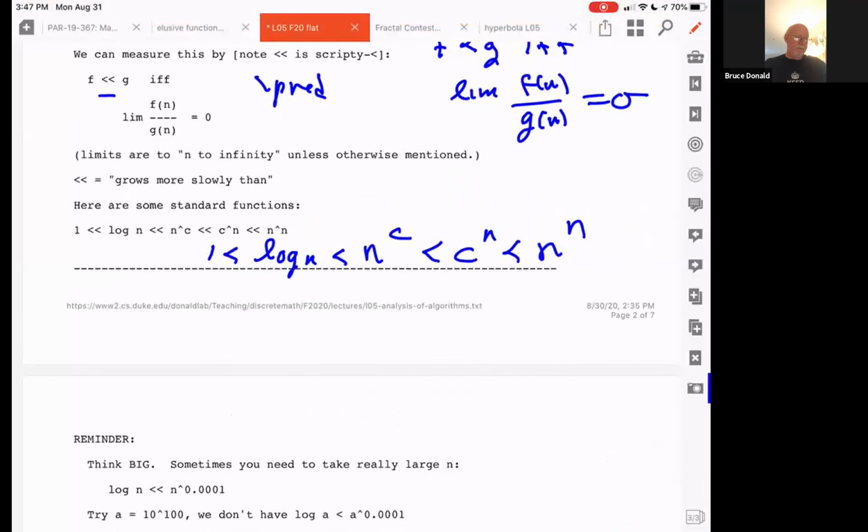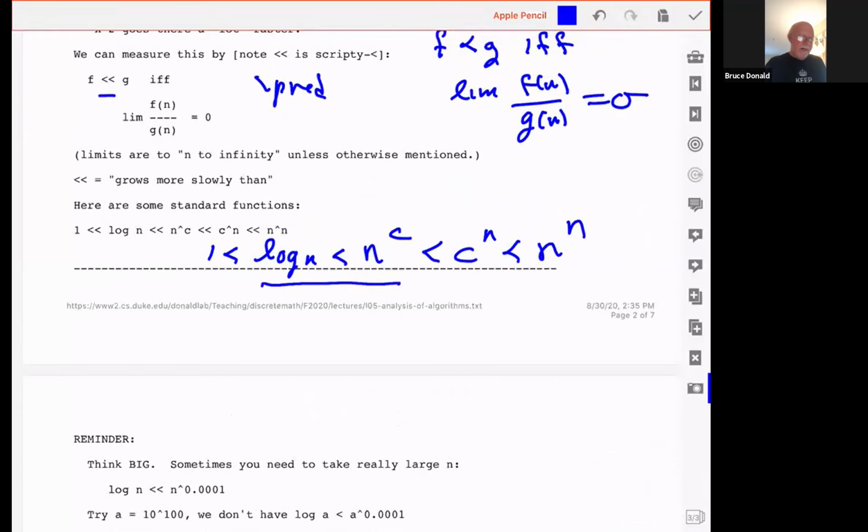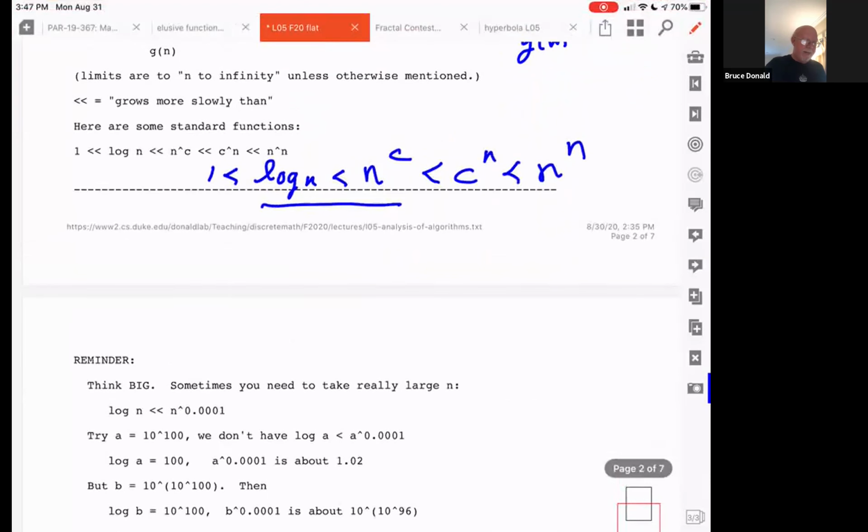We think that log n grows more slowly than n to the c. Here's an example of what c could be. Let's look at log n versus n to the 0.001. If we just plug in numbers, we might not see it. If we try a equals 10 to the 100th, we don't actually have that log a is strictly less than a to the 0.001. But if you go big enough, you'll get that. Let's take b, which is 10 to the 100th. Then log b is 10 to the 100th, and b to the 0.001 is about 10 to the 96th. So if you get big enough, these relations will hold, but you have to get really big for some of these things to actually happen.